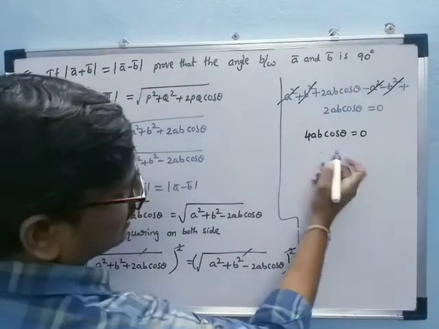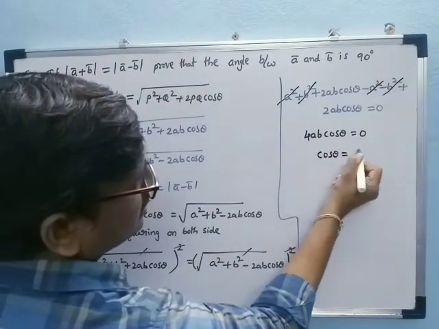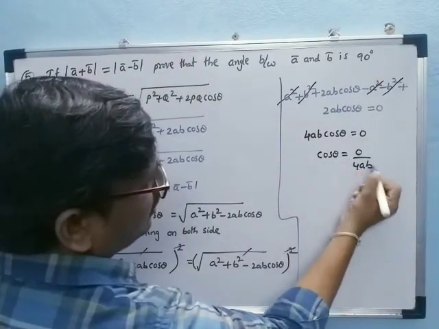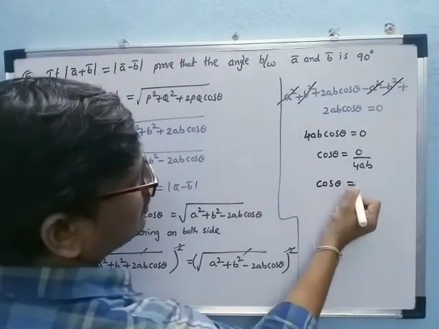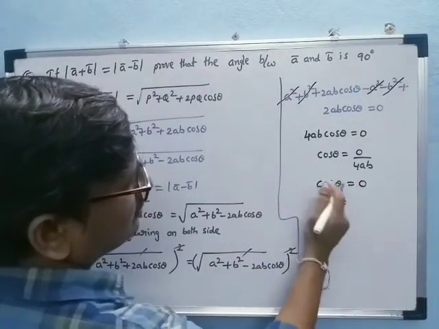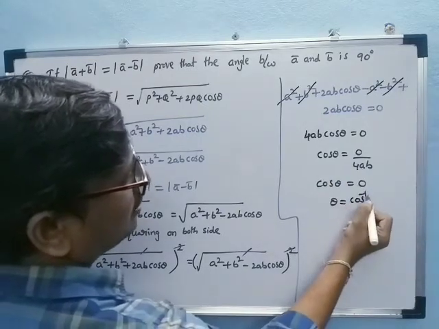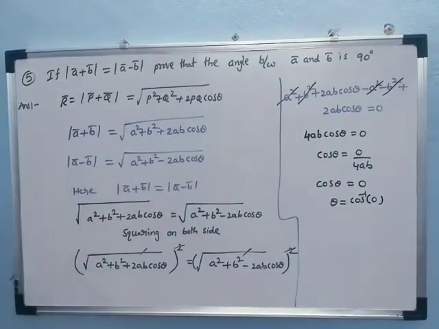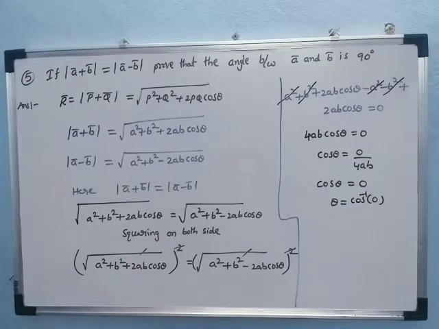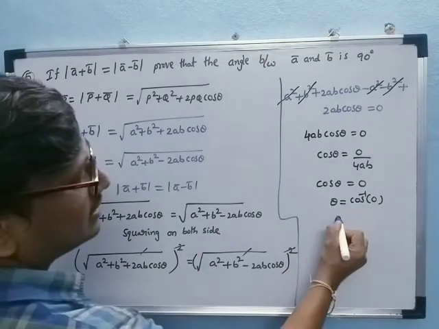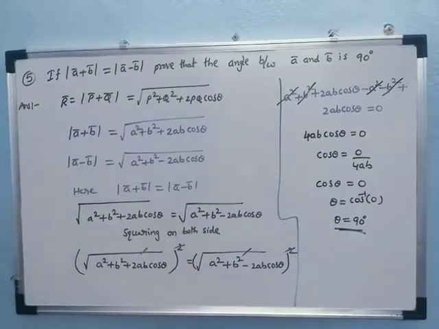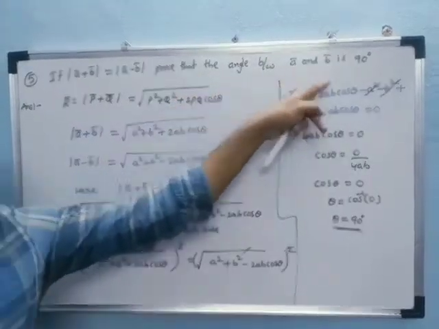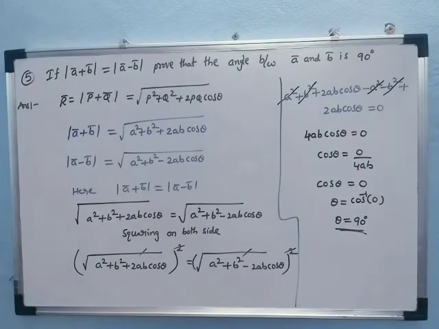Now 4ab is taken to this side: cos theta is equal to 0 by 4ab. 0 by something is 0. Then cos theta is equal to 0, and theta is equal to cos inverse of 0, which is 90 degrees. That means the angle between a bar and b bar is 90 degrees.